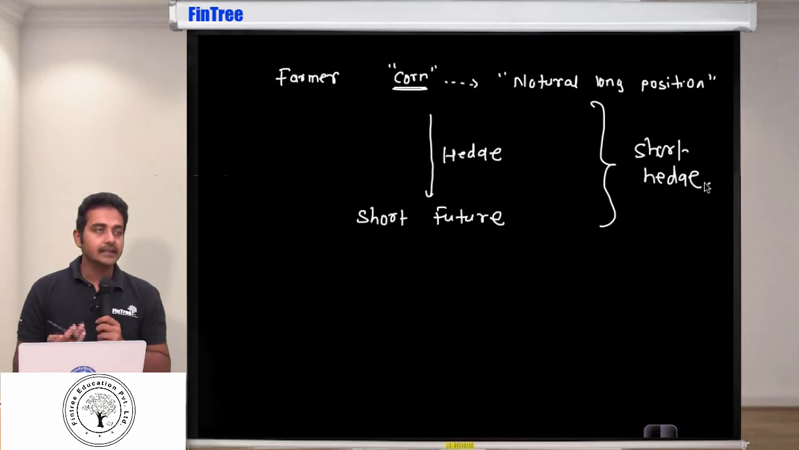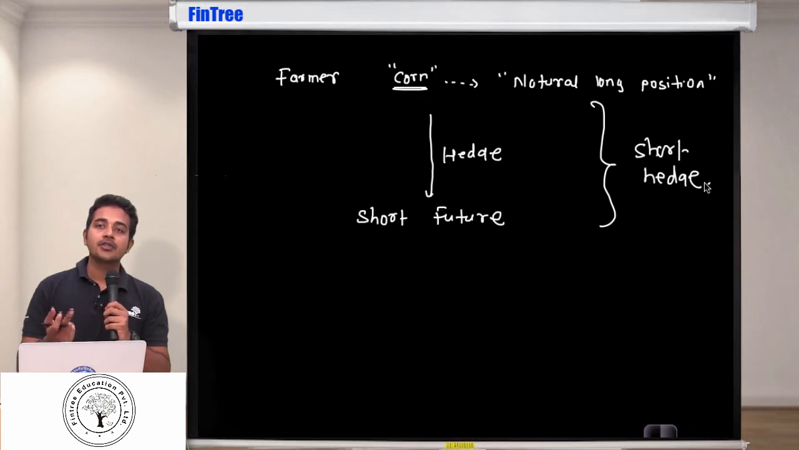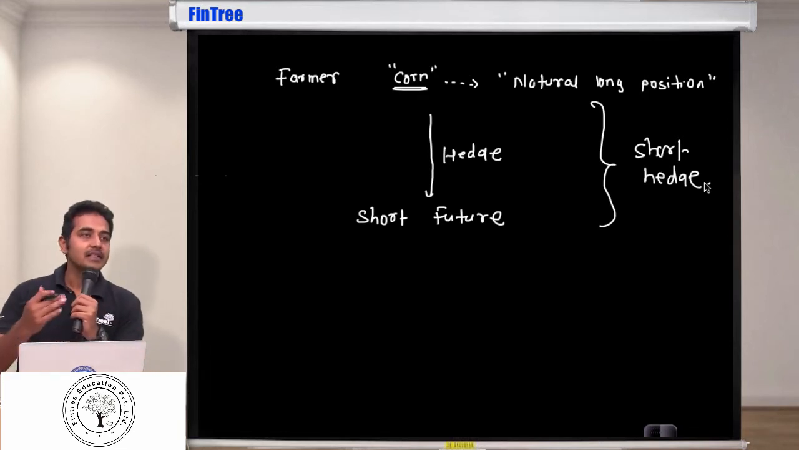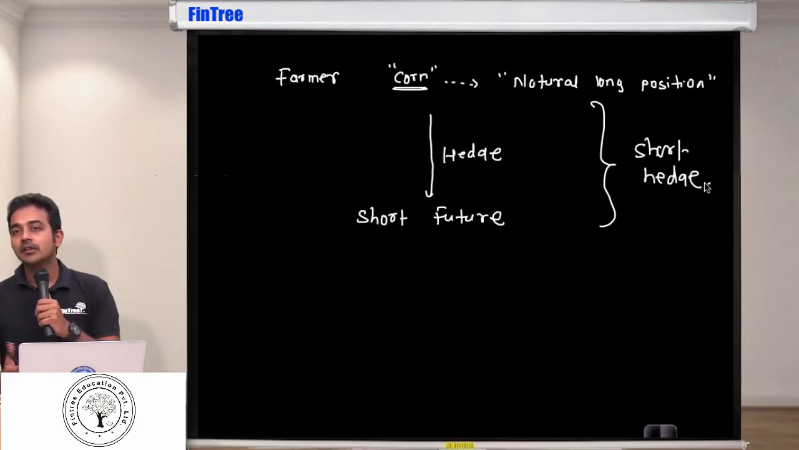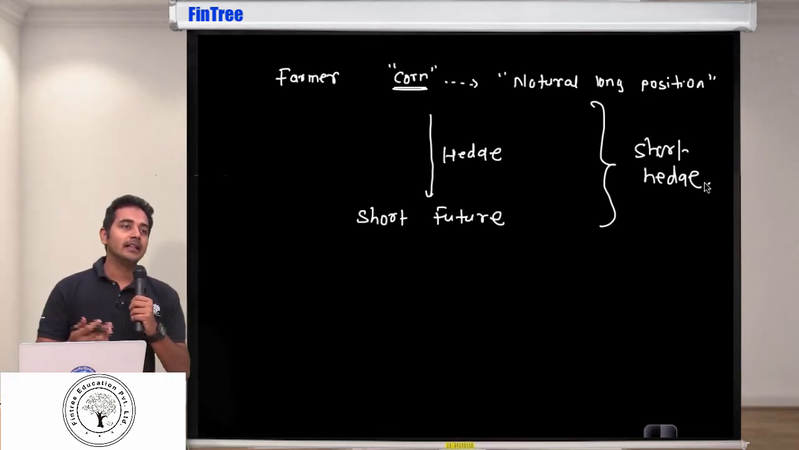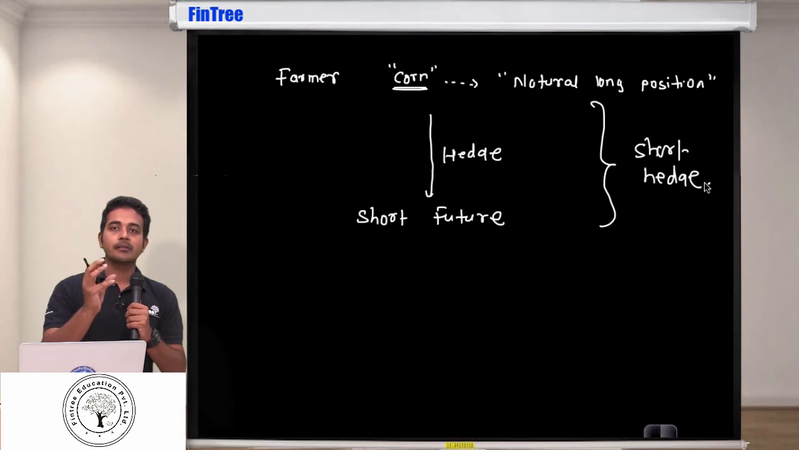So we'll look at some of the theory. Can you think of some business where you'll have a natural short position on some commodity? The farmer had a natural long position. Can you think of some business where we'll have a natural short position? Automobiles, correct. So an automobile industry will have a natural short position on the prices of metal. If I am an automobile producer, I would expect that prices of my raw material should go down. So I will benefit when the prices of metal go down. So I have a natural short position on that particular commodity.